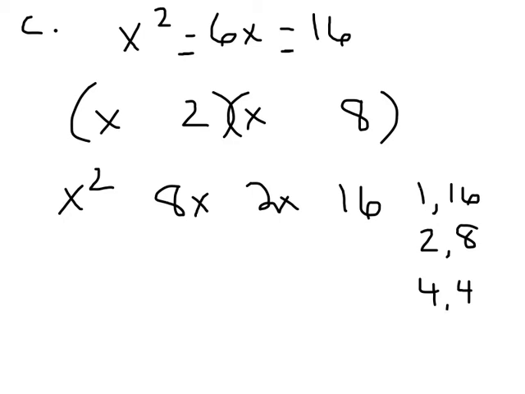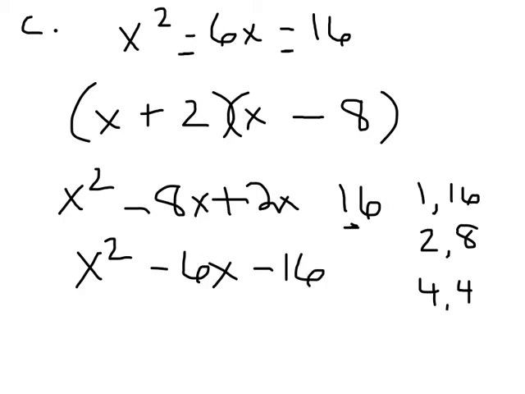Alright, for this to be negative 16, I have to have one of these as positive and one as negative. It doesn't matter which, except that it does matter because my middle term has to be negative 6. So obviously the higher number has to be negative and the lower positive. So if I check that, I've got negative 8 and positive 2 is negative 6x, and negative 8 times 2 is negative 16.